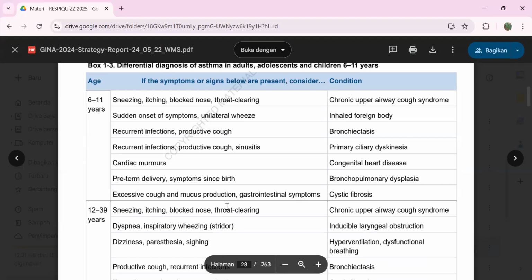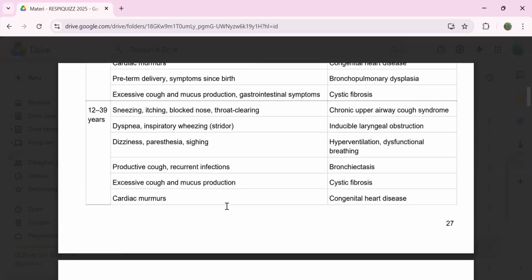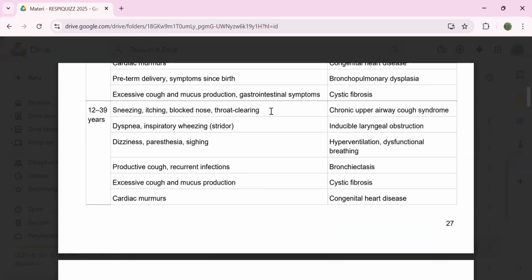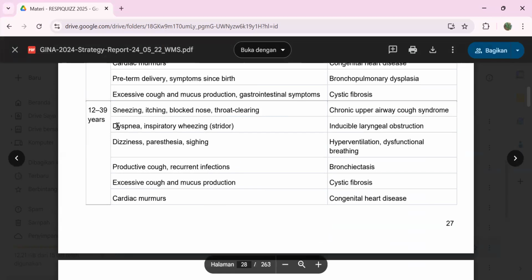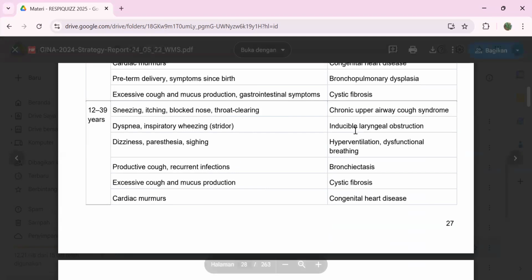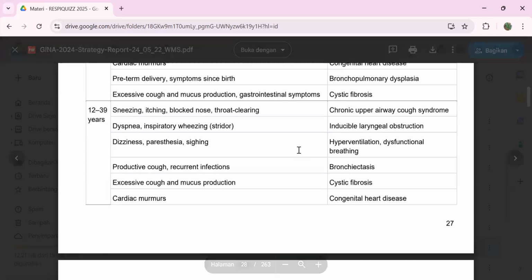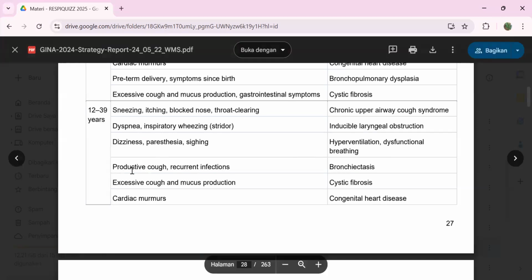In age 12 until 39, if the symptom is sneezing, itching, blocked nose, and throat clearing, think about chronic upper airway cough syndrome. If the symptom is dyspnea, inspiratory wheezing, or stridor, think about inducible laryngeal obstruction. If the symptom is dizziness, paresthesia, and sighing, think about hyperventilation or dysfunctional breathing.